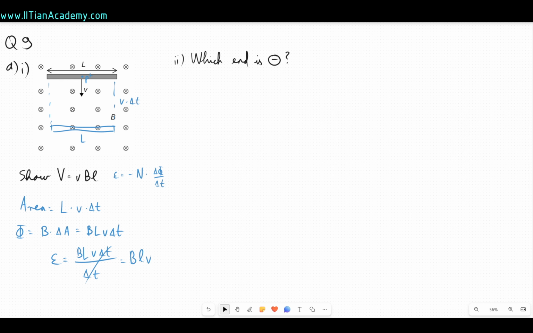So the protons will have a force on them pointing to the right. Therefore, the electrons will have a force in the opposite direction. So they'll be moving to the left. So they will be on the left end of the rod.